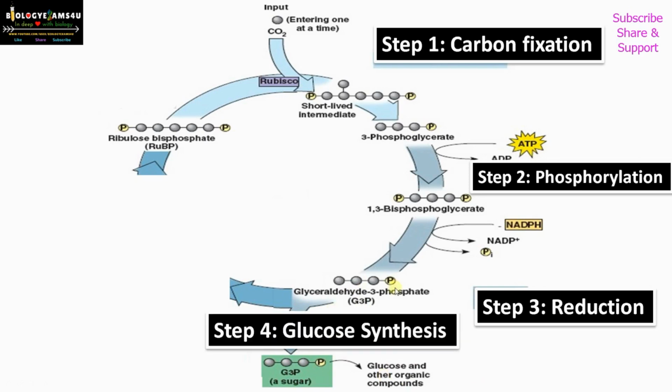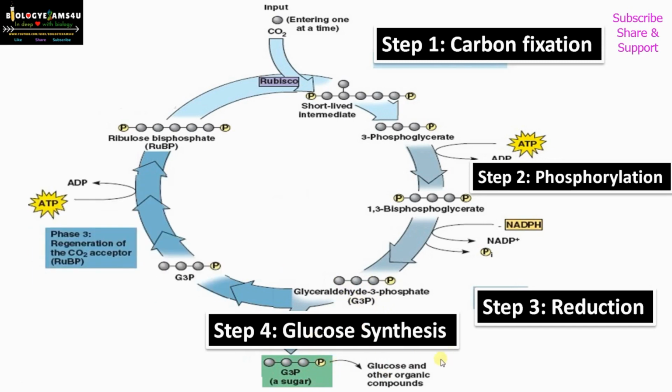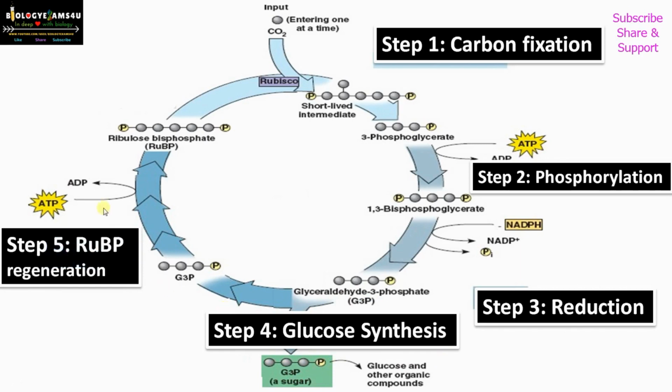Step 4 is glucose synthesis. 2 glyceraldehyde 3-phosphate molecules, as they are 3-carbon, are used to make a glucose molecule. And step 5 is regeneration of RuBP from this glyceraldehyde 3-phosphate. Here also ATP is utilized for regenerating RuBP. Now let us see the exact reactions with numbers.